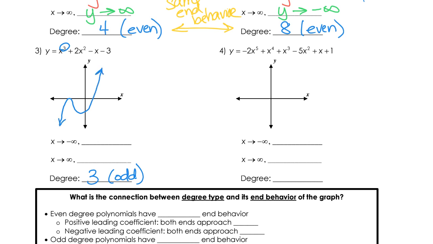All right, as we look at x approaching negative infinity, which happens on the left-hand side of my graph, the left end is heading towards negative infinity, so y approaches negative infinity.